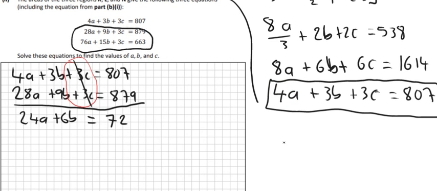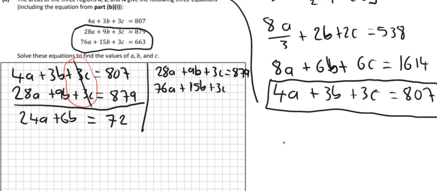So these ones, 28a plus 9b plus 3c equals 879, and 76a plus 15b plus 3c equals 663. So again, the c's will cancel out here.